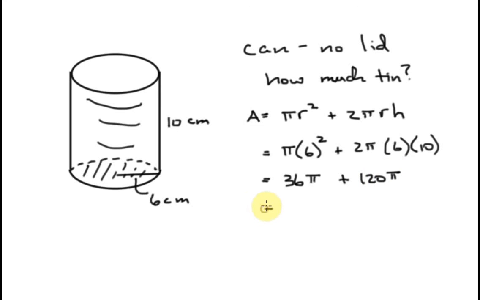So one way that you can leave your answer, these are of course like terms, so I can combine them and call it 156 pi square centimeters. Or if you prefer, you can throw it all through on your calculator, and you should get 490.09 square centimeters. And there you have it.